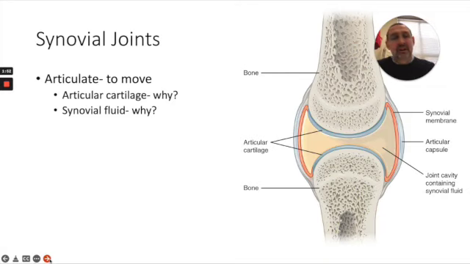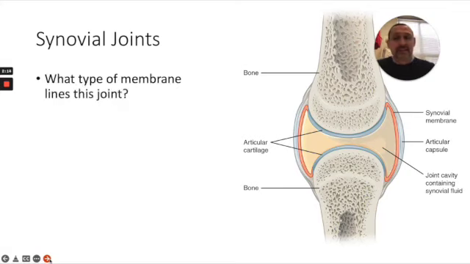Synovial joints are the joints that are freely movable joints. They articulate. They're able to move. So on the end of that bone, we identified articular cartilage because it helps that movement happen. We also might recognize synovial membrane, which produces synovial fluid. That fluid creates a lubricant between those joints, which allows them to move freely and easily.